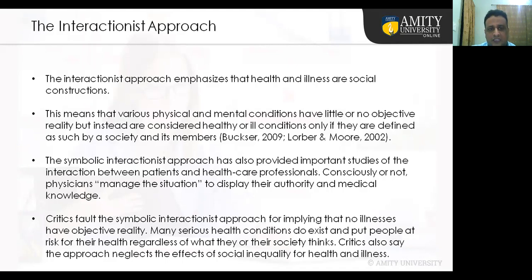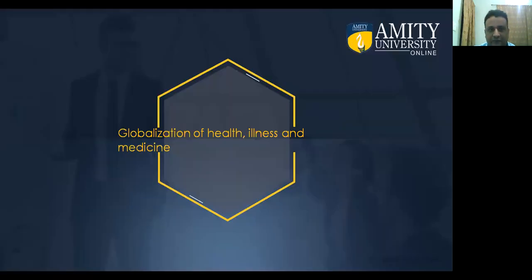Critics fault the symbolic interactionist approach for implying that no illness has objective reality. Many serious health conditions do exist and put people at risk for their health regardless of what they or their society thinks. Critics also say the approach neglects the effect of social inequality on health and illness.